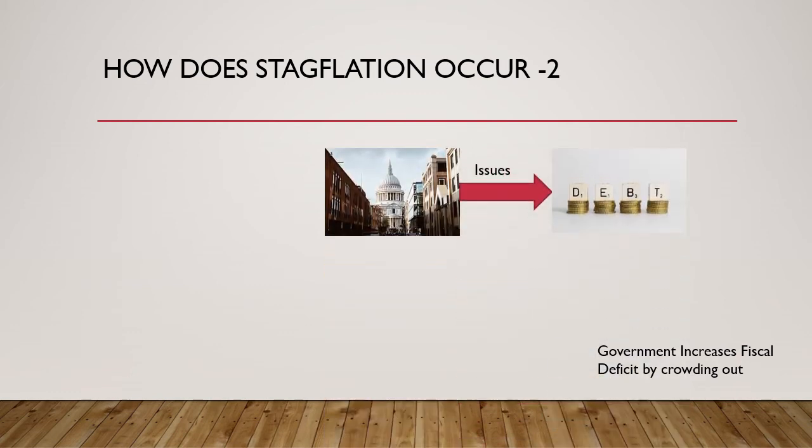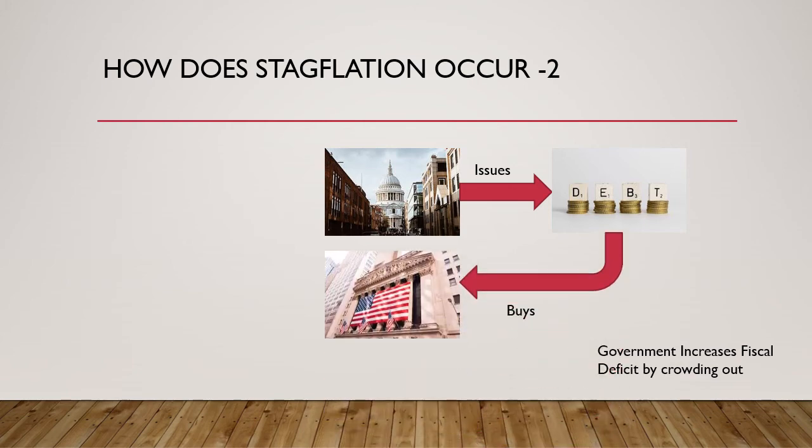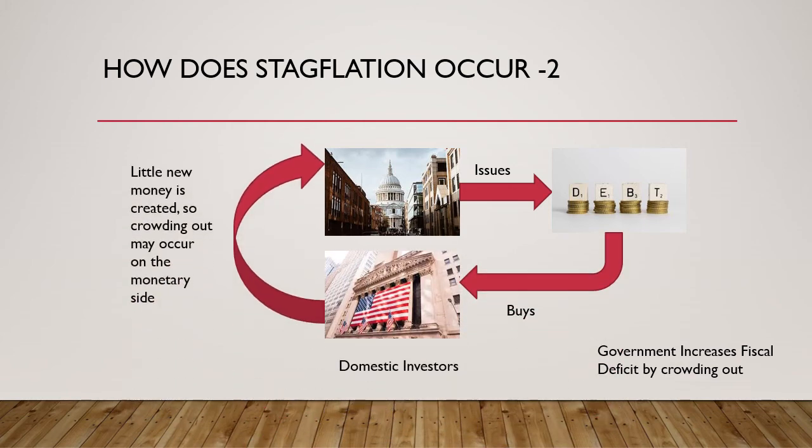Here, the government increases its fiscal deficit, or in other words, increases its expenses over the revenues that it receives by issuing debt. This debt is bought by the domestic private investors in the market. So in other words, little new money is created, and out of the same pool of money, the government extracts a greater amount. That means, in other words, crowding out is occurring on the monetary side.